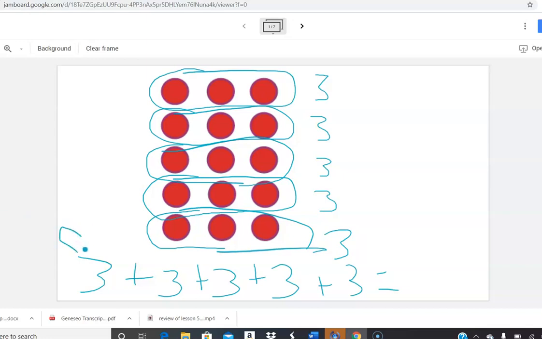Let's change our color here for a second. So we have 3 plus 3 is going to give us 6. And we have another 3 plus 3 give us 6. 6 plus 6 equals 12. And then 3 more is going to give us 15.